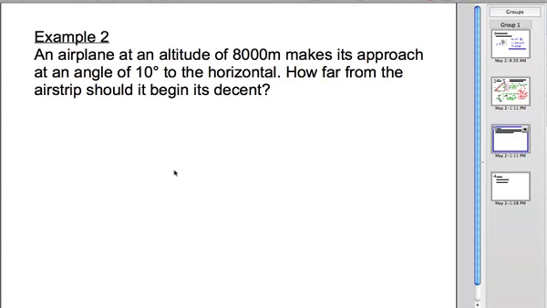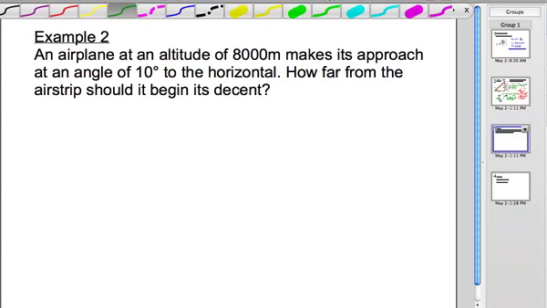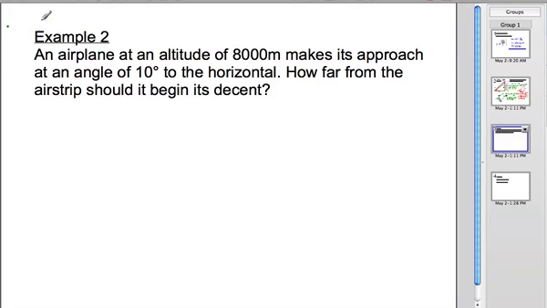Hello, this is Mr. Collier, and today we have a trig word problem involving an airplane. This can involve some complicated vocabulary that we need to go over.